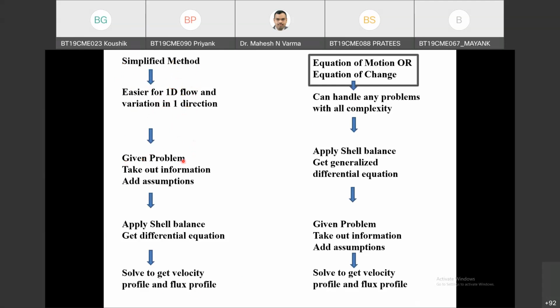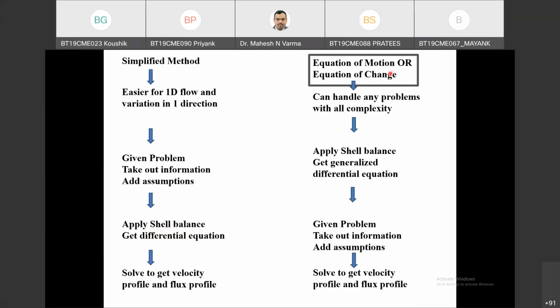And how have we solved the problem? Given the problem, we take out all the information, then add the assumptions. Then with this simplified information and all the assumptions, we apply the shell balance for the 1D problem and 1D variation. So certainly we'll get a simple differential equation, which can be solved easily to get the velocity profile and flux profile. This is what we have done in the previous case. We'll call it a simplified method.